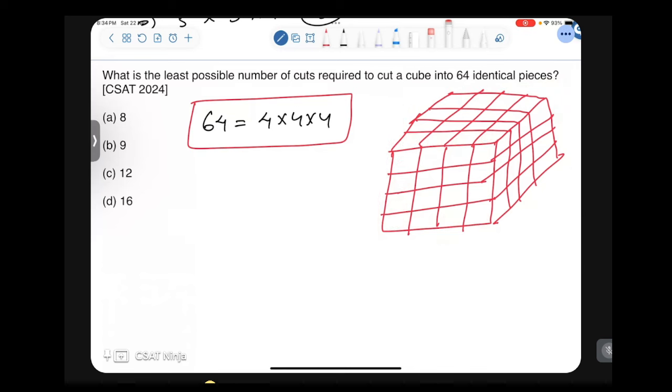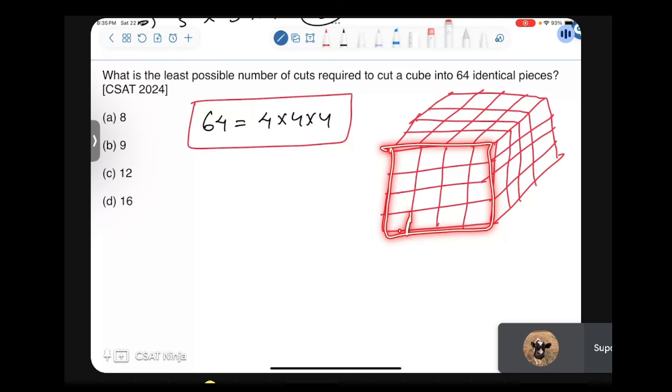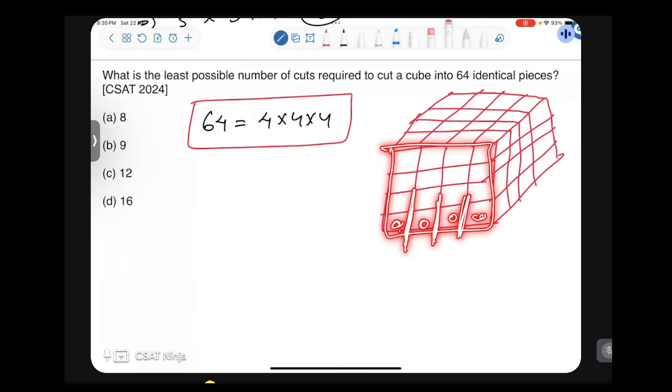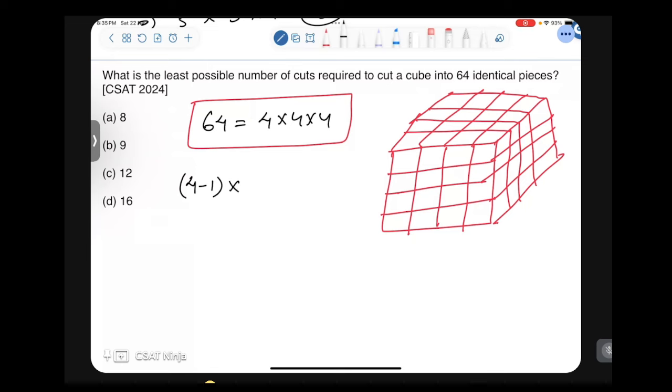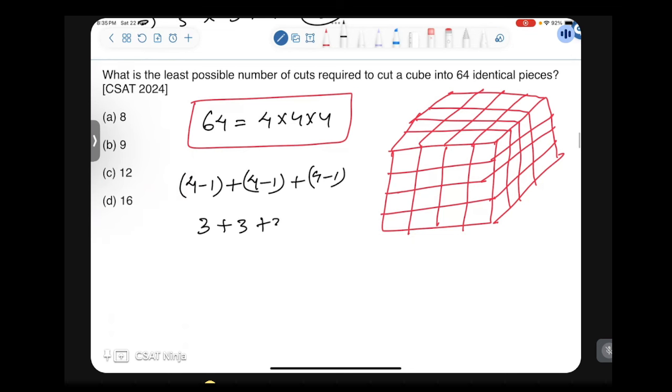What is asked? What's the least possible number of cuts required to cut this into 64 identical cubes? If you want to apply the formula, the formula is this way. If you want to cut this face into four boxes, how many lines are required? You have 1, 2, and 3. 3 lines are required. So can I say like this? From this 4, if I subtract 1, I'll get 3 lines. And from this 4, if I subtract 1, I can get 3 there. From this 4, if I subtract 1, I can get 3 there. So which means 3 plus 3 plus 3, which will give me 9 there.